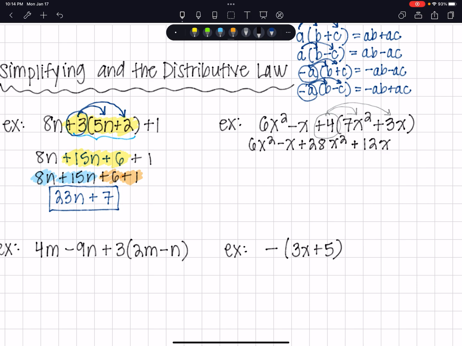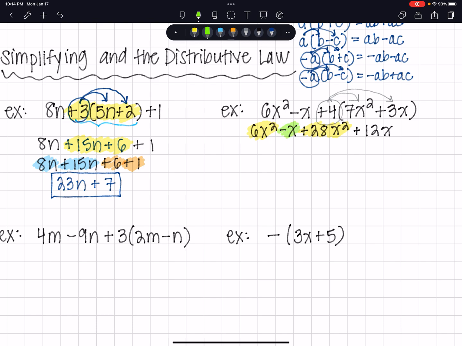Now I'm going to look for like terms. Like terms are the same exact variable with the same exact exponent. So 6x squared and 28x squared are like terms. Negative x and positive 12x are like terms. I'm going to put that 1 there so that you can see that. So minus x is the same thing as minus 1x.